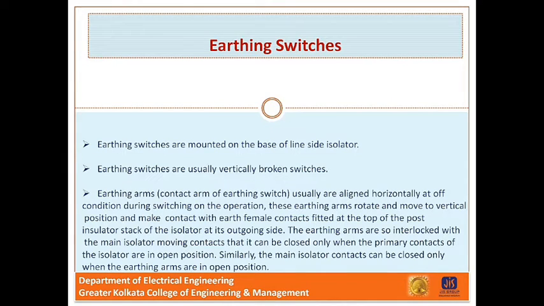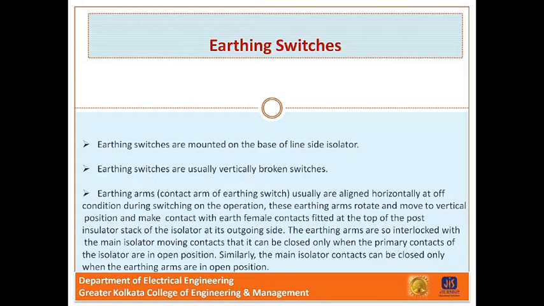Next is the earthing switch. Earthing switches are mounted on the base of the line side isolator. Earthing switches are usually vertically broken switches. Earthing arms are usually aligned horizontally in the off condition. During the switching on operation, these earthing arms rotate and move to a vertical position and make contact with the earth female contacts fitted at the top of the post insulator stack of the isolator at its outgoing side.